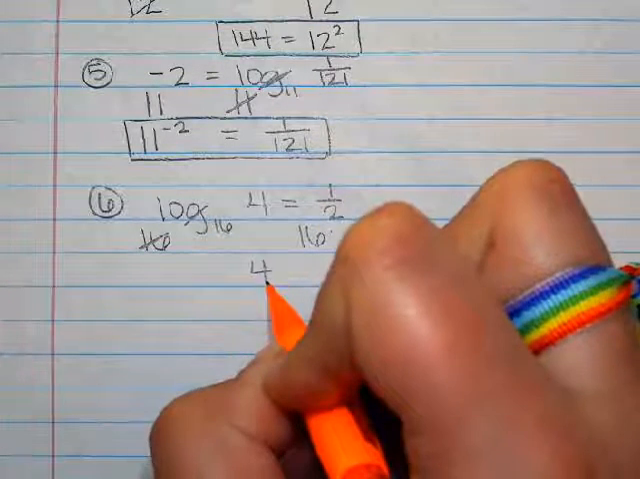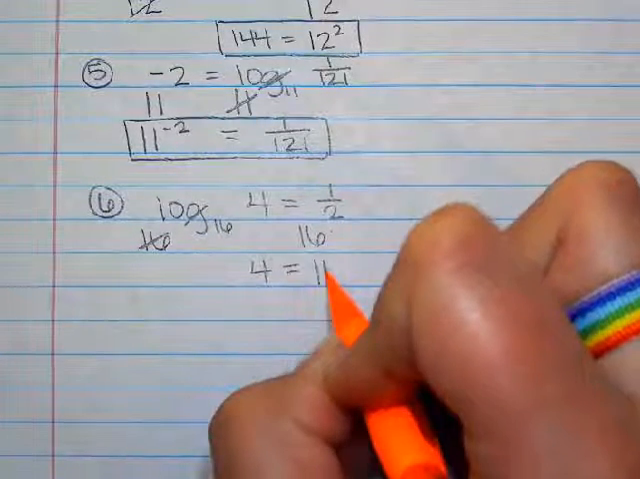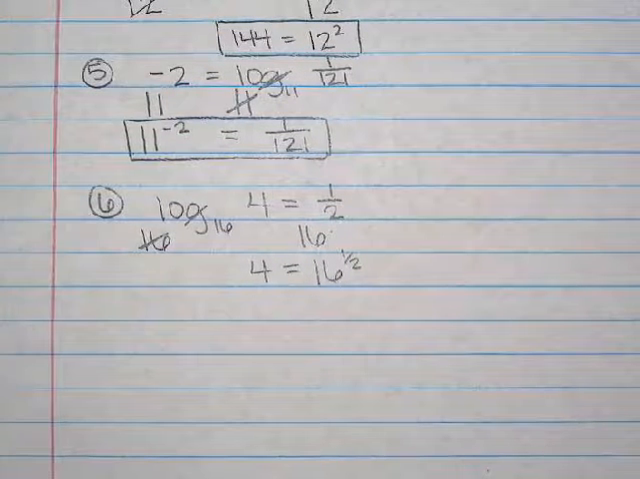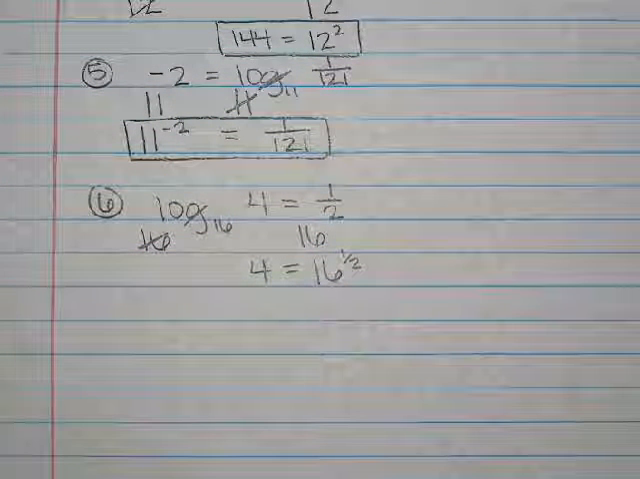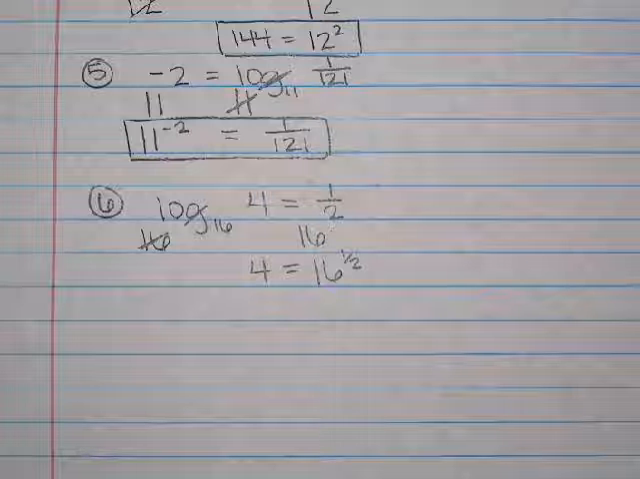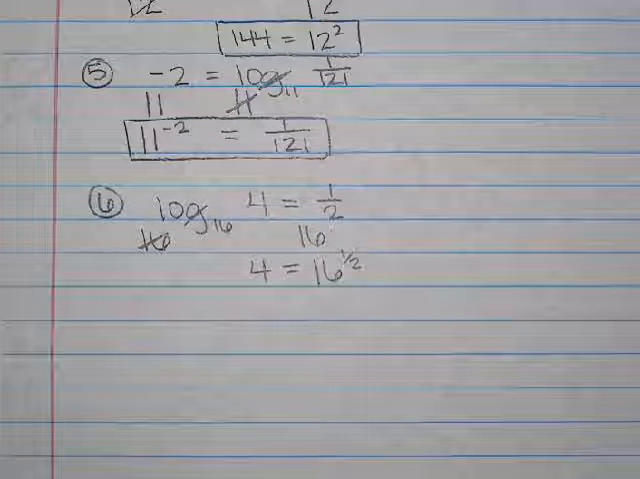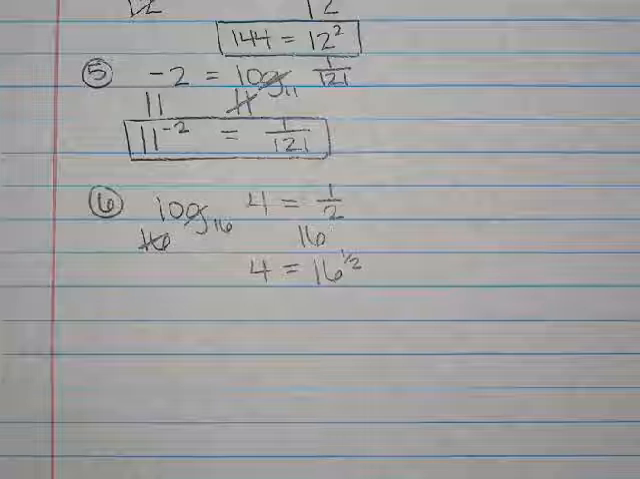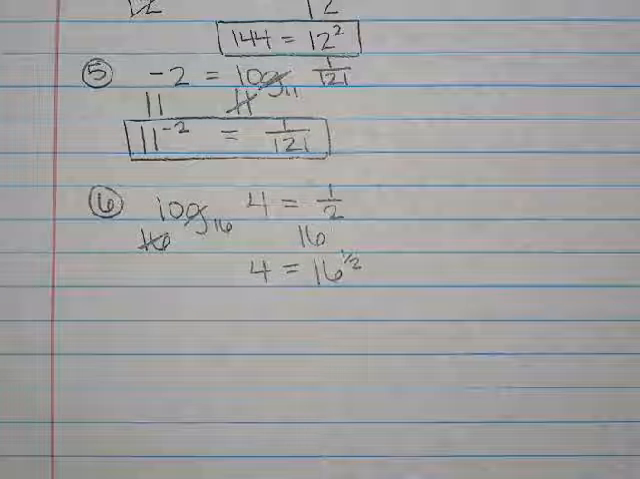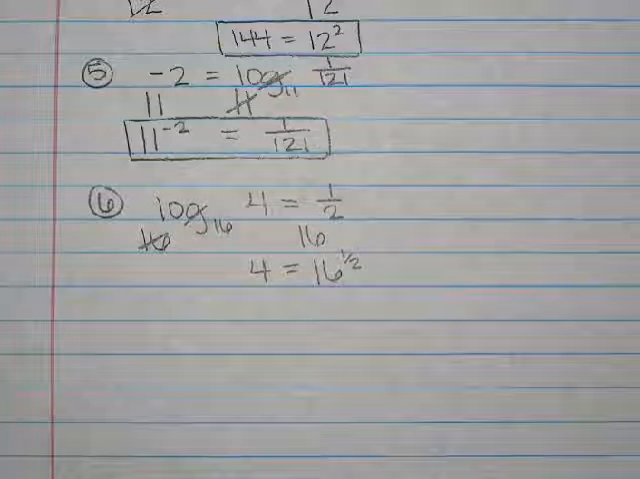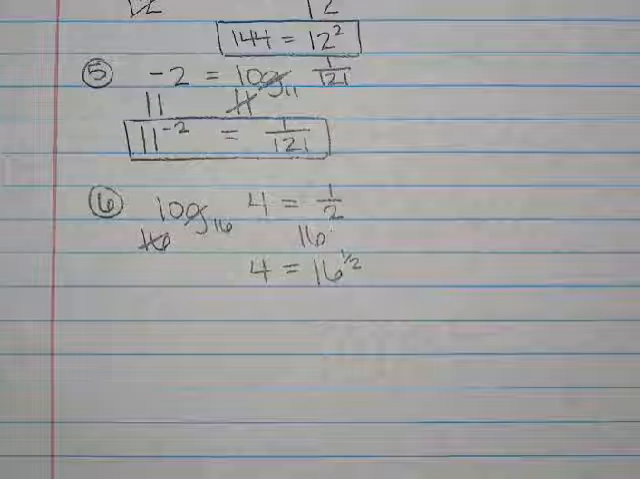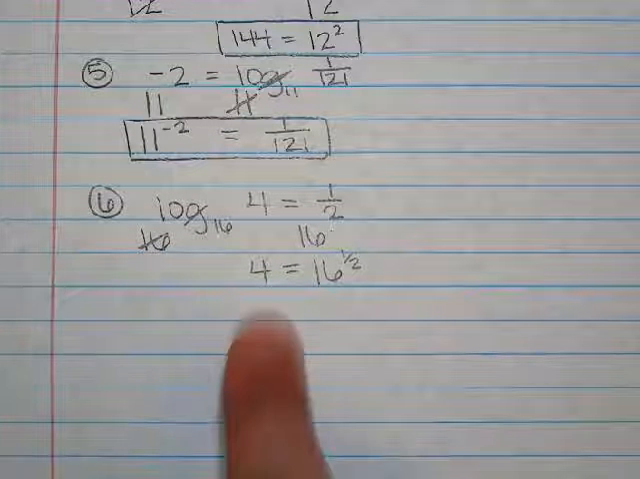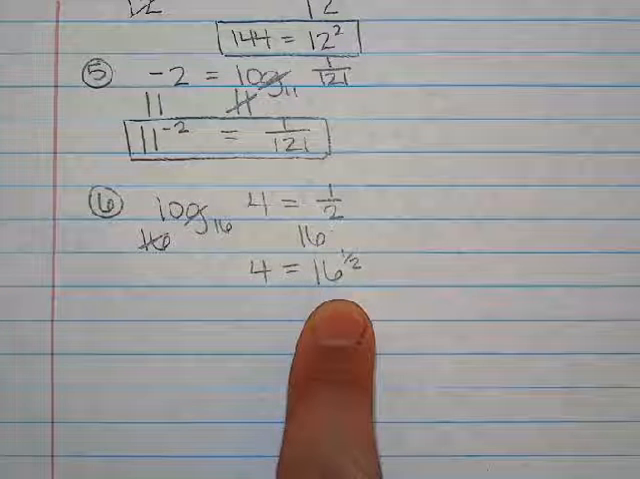We have to think back to math 2. Does that make sense? 4 equals 16 to the 1/2. What's a 1/2 exponent? It's not a negative. What's a 1/2 exponent? That's the root. It's a radical. So 16 to the 1/2 is the same thing as the square root of 16. Is 4 the square root of 16? Yes. So this is correct. This makes sense. Okay. So we're good.